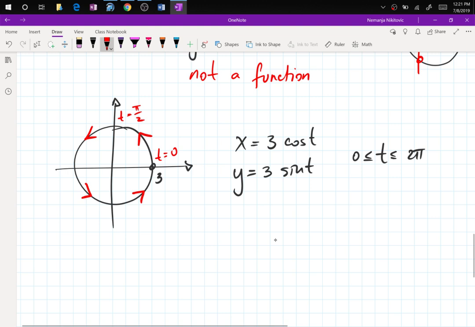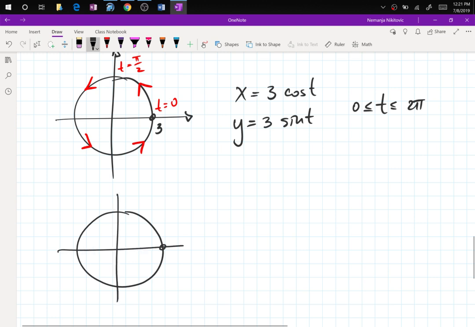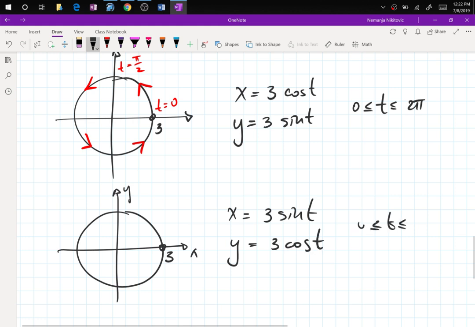Now that's going to be completely reversed if you swap sine and cosine in your parametric equations. So for the next circle of radius 3 in the xy plane, x equals 3 sine t and y equals 3 cosine t, with t going from 0 to 2 pi again, you are now going to have clockwise orientation. So it's going to go this way. Clockwise, counterclockwise.